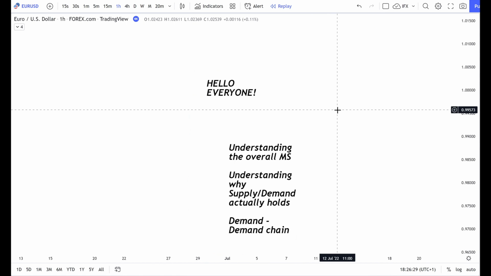Afterwards, as usual, test it out, see if you like it, see if you can implement it, see if it improves your edge. And if so, use it. If not, don't use it. Okay?